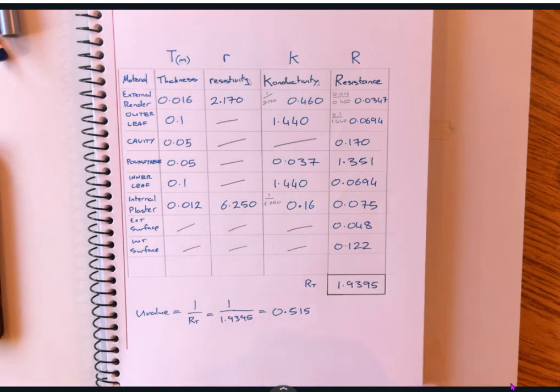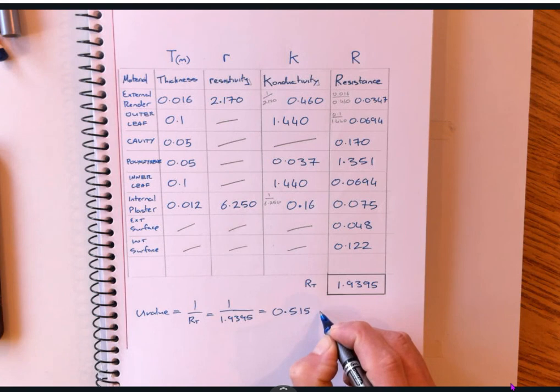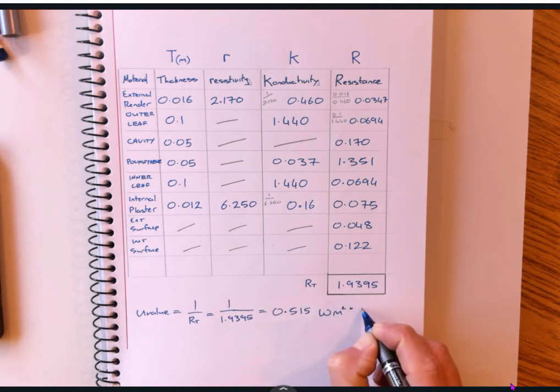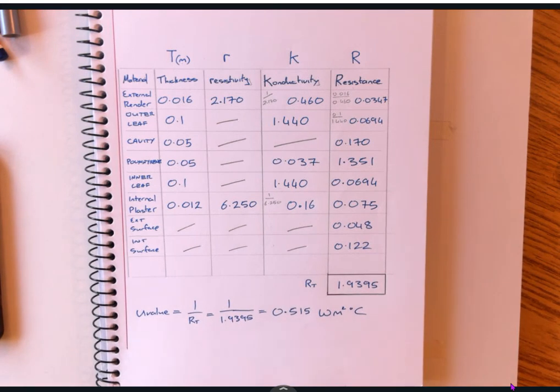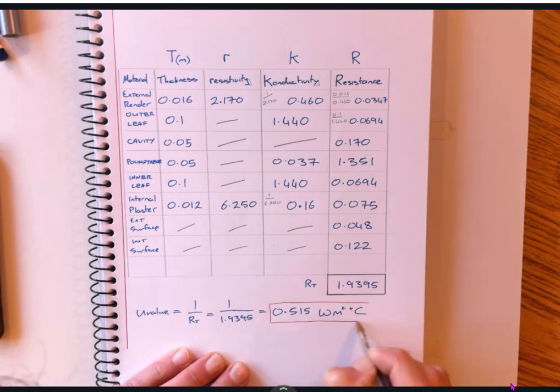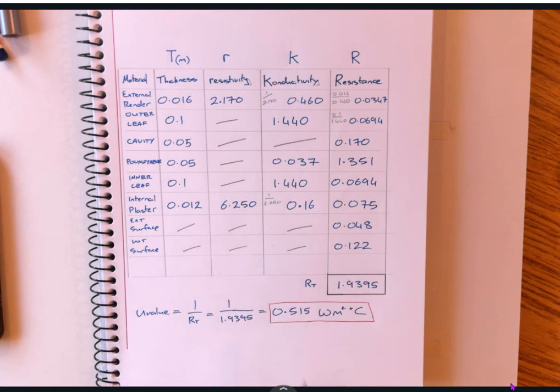0.515, and you can keep going by 5, but the unit is very important. It's watts per meter squared per degree Celsius. This is the only place we have to put our unit on, and that's our final answer. So that is our U value answer. And what that means is for every meter squared of wall, 0.515 watts of energy will pass through it if there's 1 degree of difference.